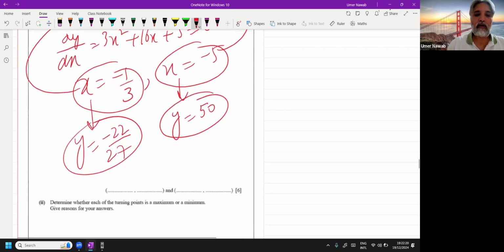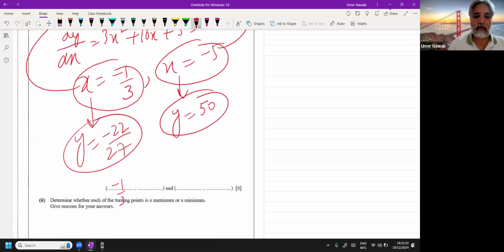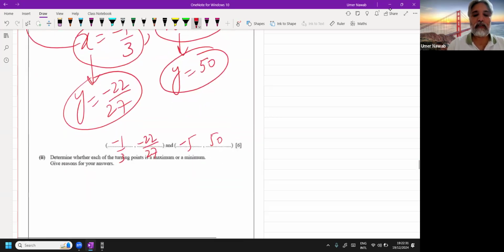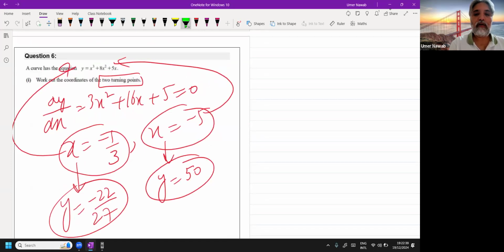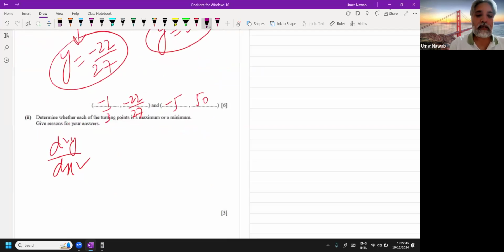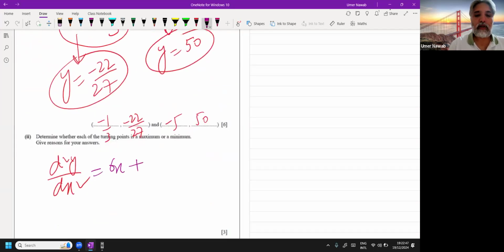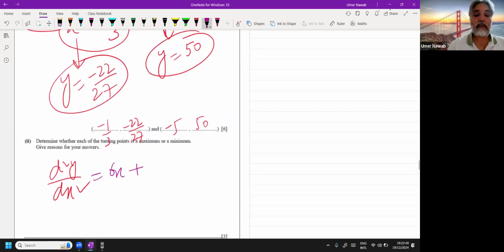Okay, may I write these points here? Negative 1 over 3, corresponding y value is negative 22 over 27. If it is negative 5, corresponding y value is 50. I want to decide whether my point is a maximum or a minimum. You remember I was finding the second derivative. So I am ready to take the second derivative of this expression, which will give us 6x plus 16. Sorry, the first derivative has 15x, so 6x plus 16.